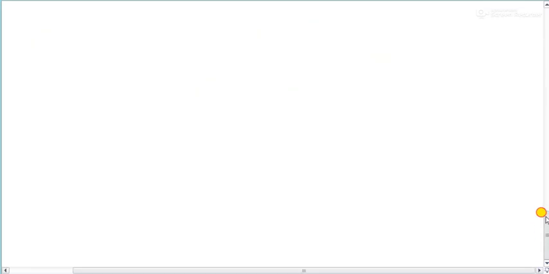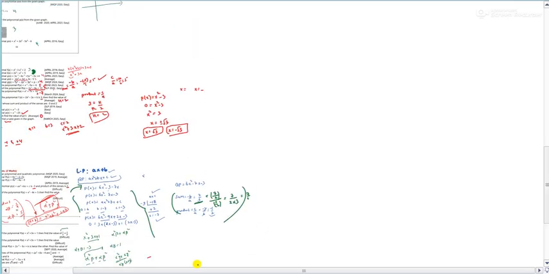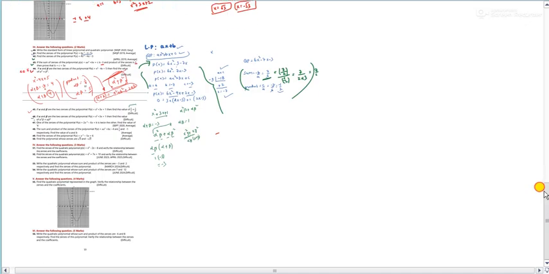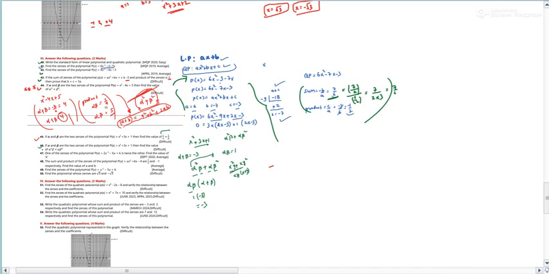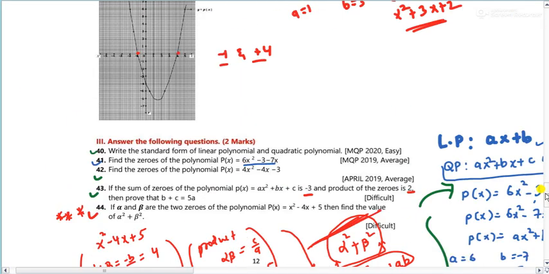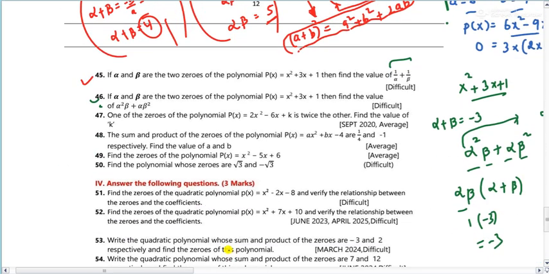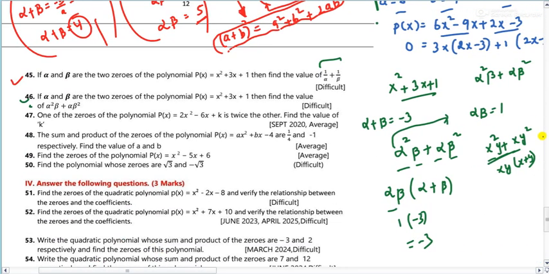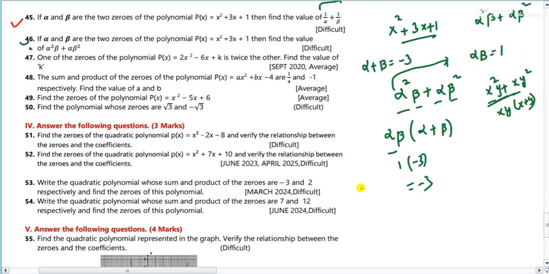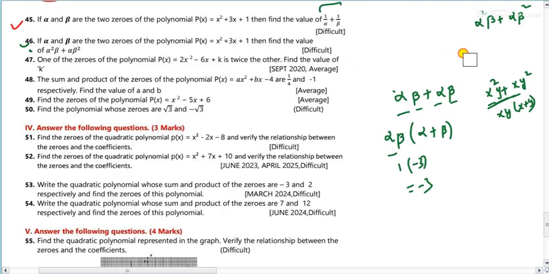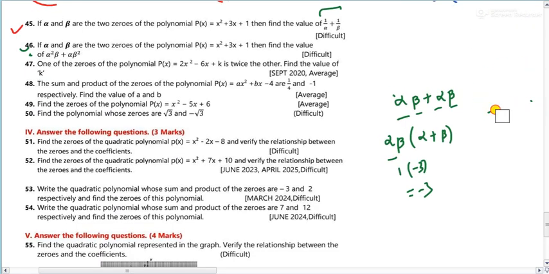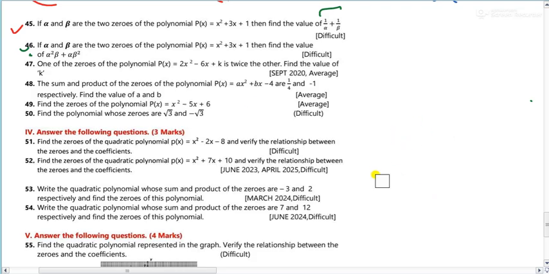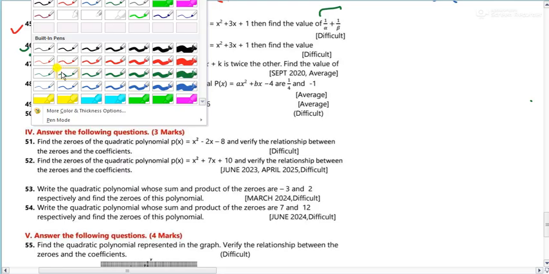So let's continue with the problems. We were in the 2 mark question section, right? Are you guys there? Can you hear me? Till yesterday, in the last class, I think we had solved till question number 46, correct? Do you guys remember? So let's start from 47. Ready guys?